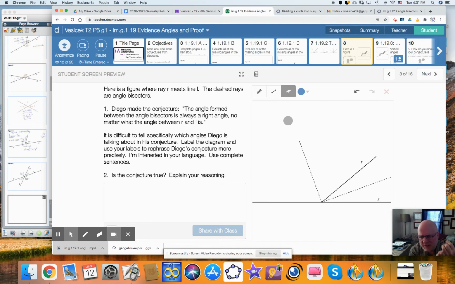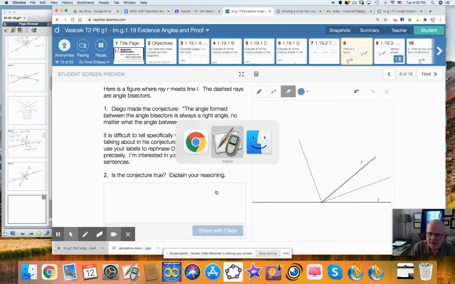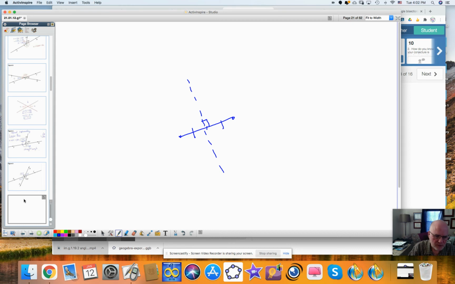So we write symbols, we draw figures, we label the drawings, and we model real-world situations. So I'm interested in the language that you use to reword his conjecture. And then I'm going to show you. So if you try this, then I'll show you mine. I'll show you what I did, what I came up with.